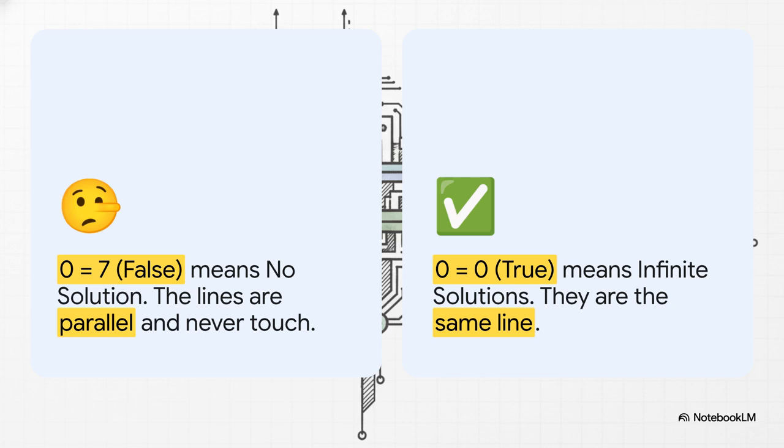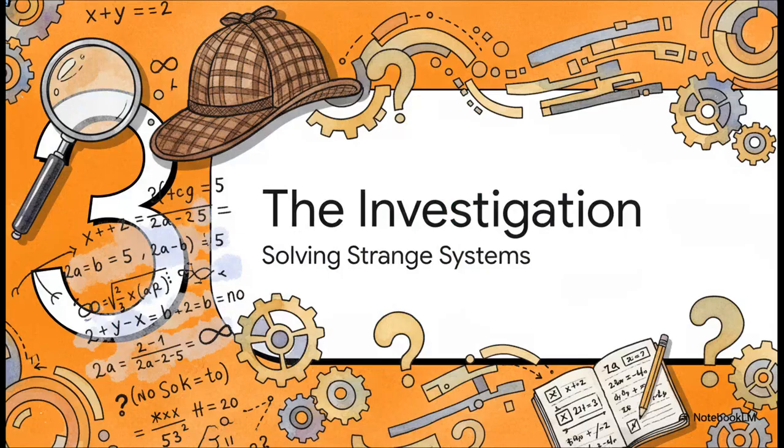Then, on the other side, you have the truth. This is when you end up with a statement that's always true, like 0 equals 0. This means there are infinite solutions. Geometrically, this reveals that your two equations were actually describing the exact same line, just in a clever disguise. All right, theory is great and all, but let's actually get our hands dirty. It's time to investigate some of these strange systems and see how this plays out in the real world.